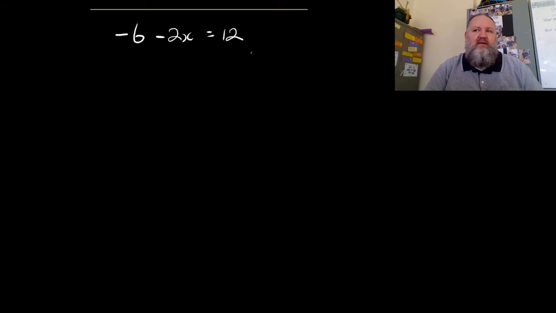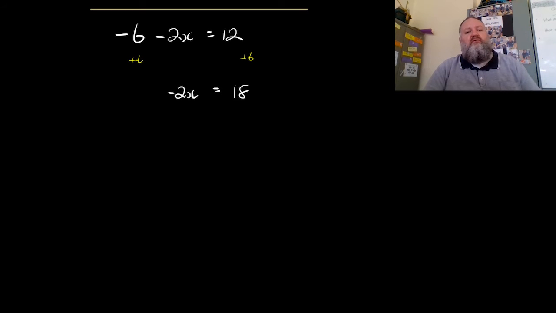Here I've got negative 6 minus 2x equals 12. Again, same thing. What's our unknown? x. Well, what's happening to it? Firstly, closest to it, minus 2 is being multiplied by the x, and then we've got a negative 6 here. So I do the reciprocal of take 6, which is add 6 to both sides. I'll get negative 2x is equal to 18.